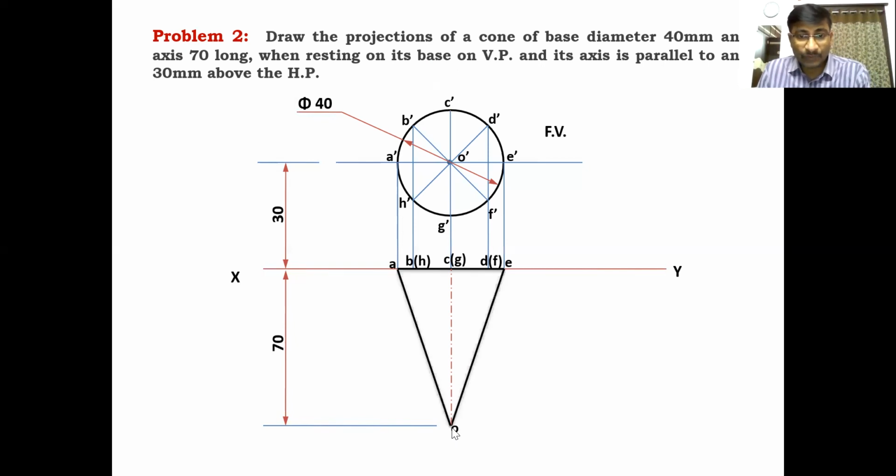After getting the apex point, join this apex point with the outer points first. A and E are the outer points. Join the outer points with the apex point. Clear? This is the cone shape when we're looking from the top side.